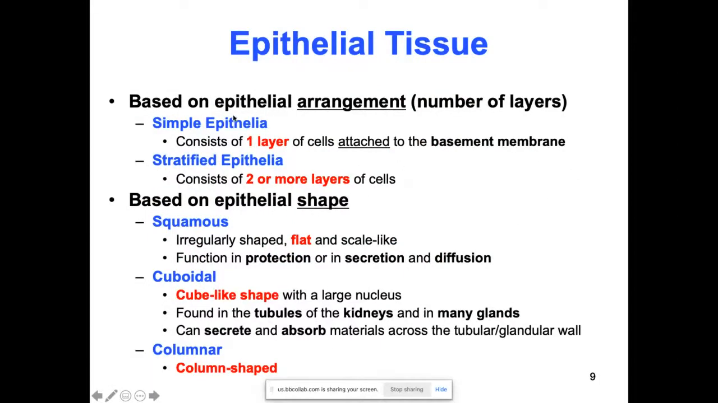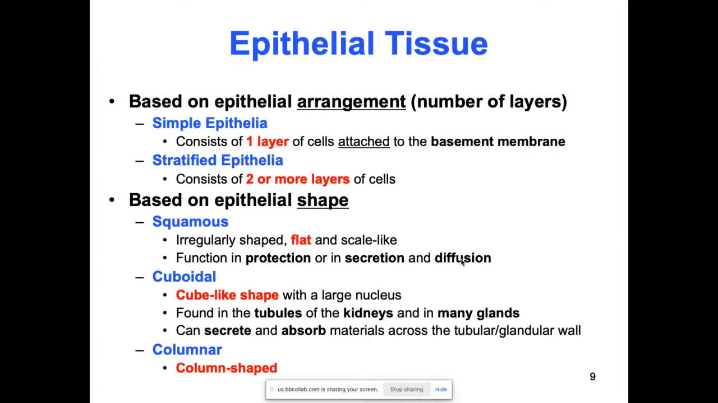Okay, so again, we have simple epithelium. It's one cell layer. Stratified is two or more layers. And again, you have squamous, cuboidal, and columnar. The squamous cells, their function is for protection, secretion, and diffusion. So we learned the word diffusion during week 1, where things can pass through the cell membrane. They can diffuse. Certain things are smaller.